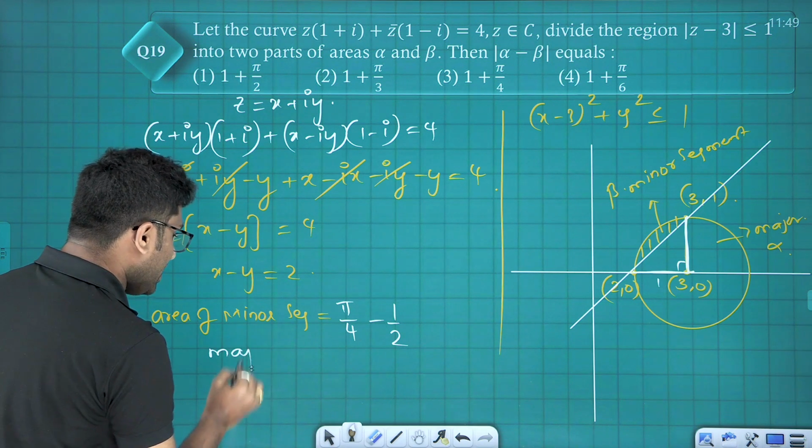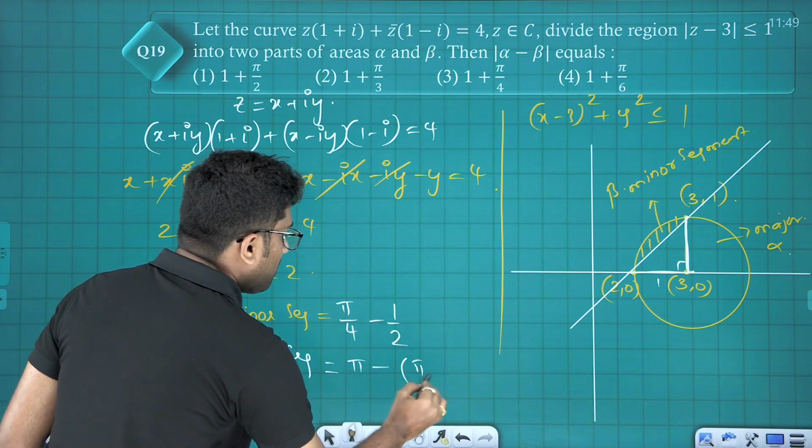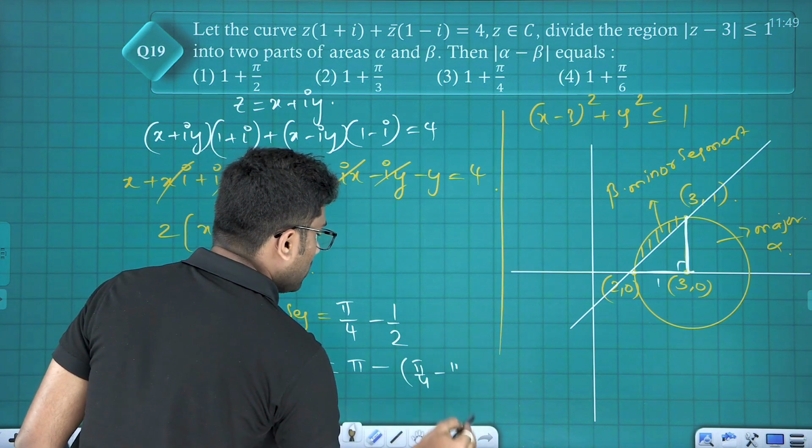Now major segment area, pi minus of this again, pi minus pi by 4 minus 1/2.